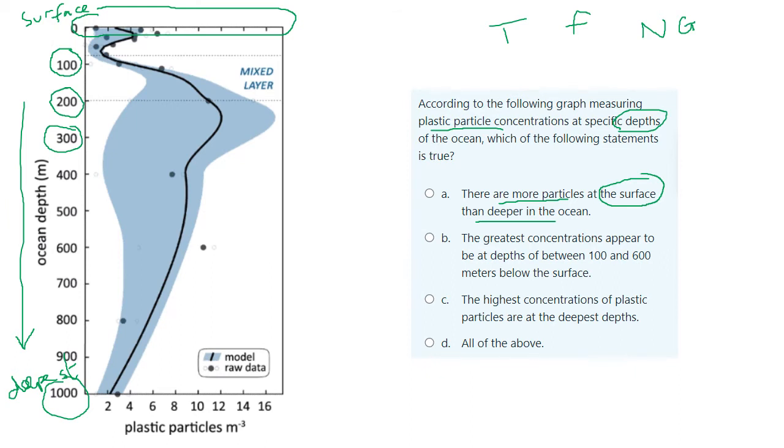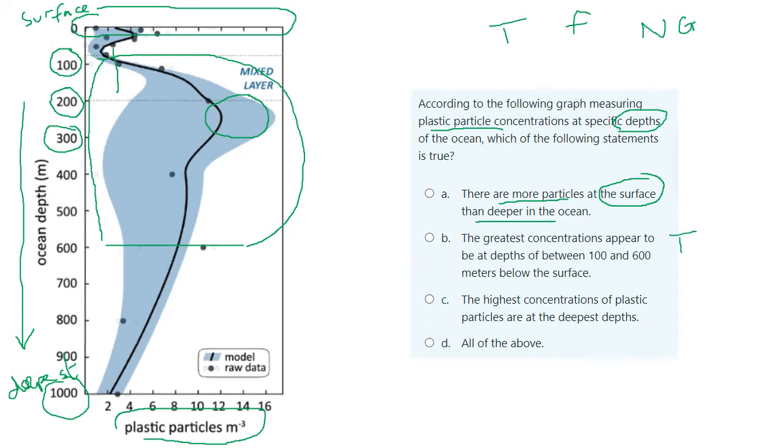B, the greatest concentrations appear to be at depths of between 100 and 600 meters below the surface. This just has some plastic particles. It does look like most of the plastic particles are just below the surface. So B does look true.